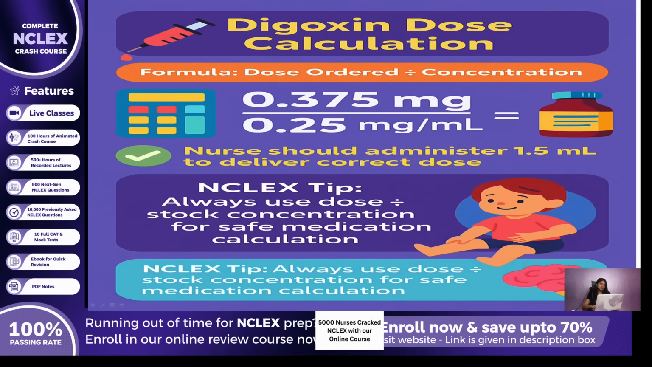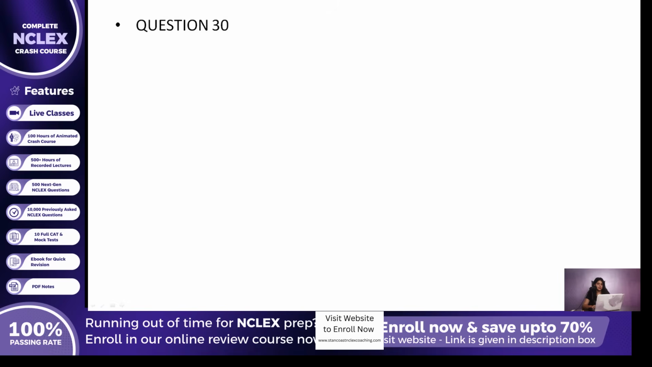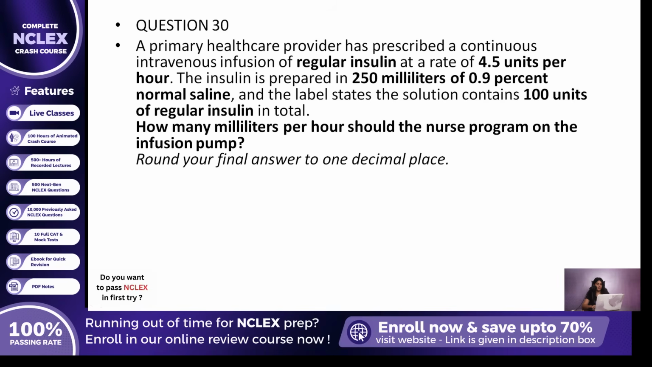Let us now move to our next dosage calculation question that focuses on insulin infusion. Question 30. The healthcare provider has ordered a continuous intravenous infusion of regular insulin to be given at a rate of 4.5 units per hour. The insulin solution available has been prepared by mixing 100 units of regular insulin in 250 milliliters of 0.9% normal saline. Based on this information, how many milliliters per hour should the nurse set on the infusion pump? Be sure to round your answer to 1 decimal place.